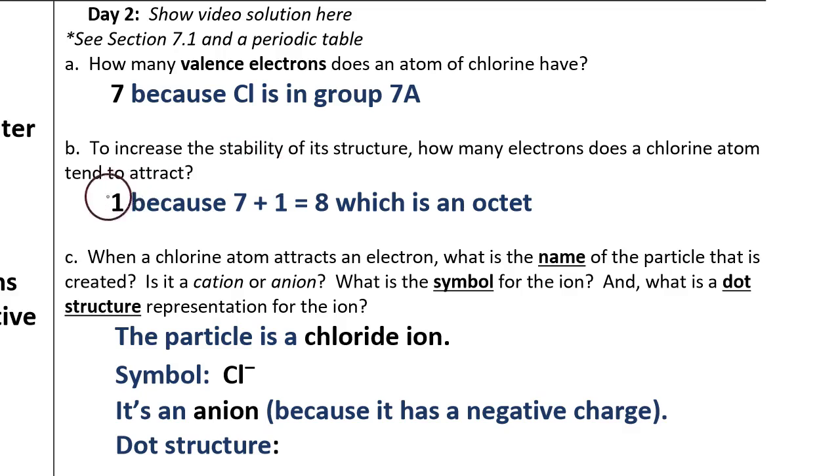It's going to attract 1 electron. Because it already has 7 electrons in its highest level, if it gains 1 more, then 7 plus 1 equals 8. 8 is called an octet, which is a complete level of electrons.